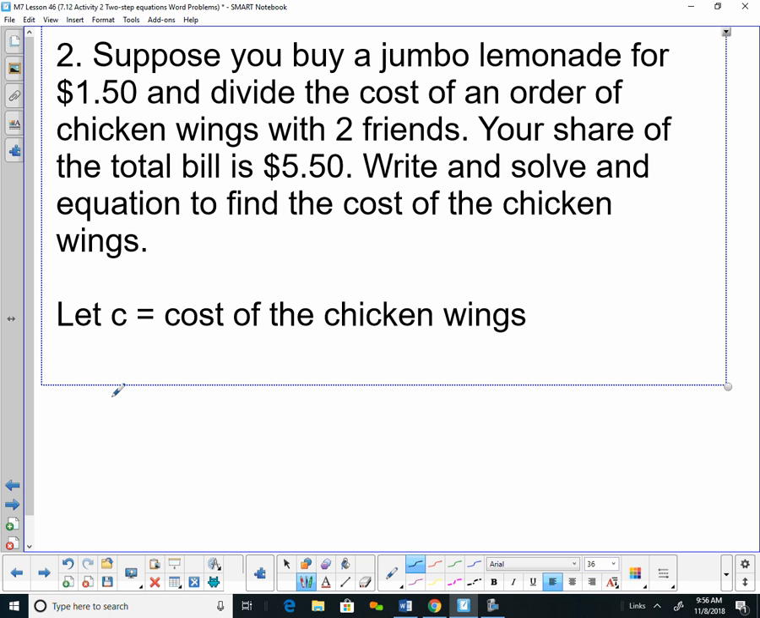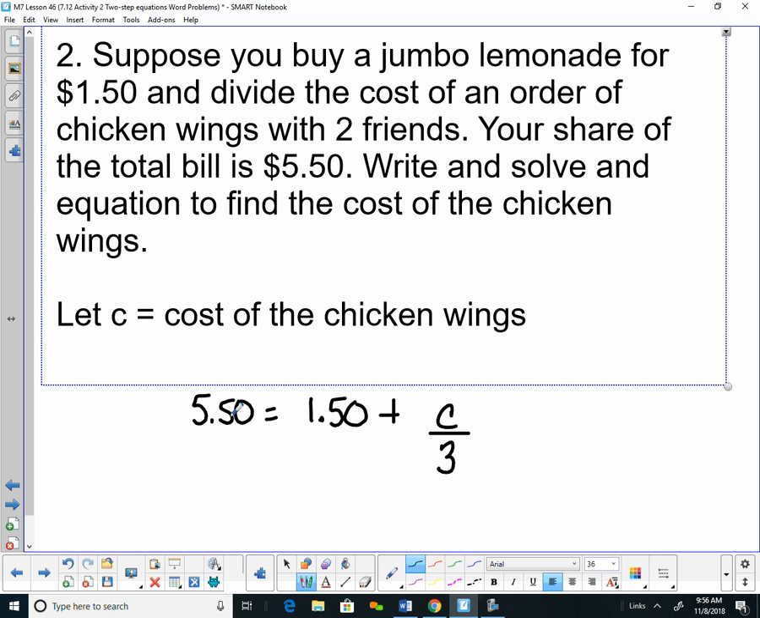Well, the total cost was $5.50. So $5.50 is how much you're spending. Now, you spent $1.50 on lemonade. You didn't divide that cost, so I'm not going to split that between anybody. So you had $1.50 plus the chicken wings that you split with 2 friends. So that's a total of 3 people. 2 friends and you is a total of 3. So there's my equation.